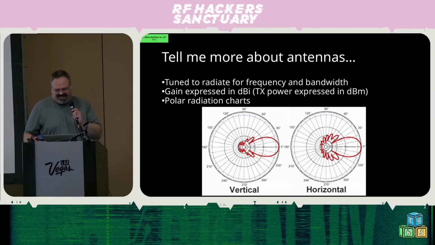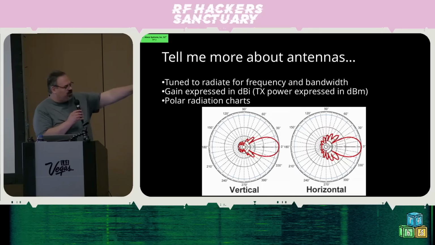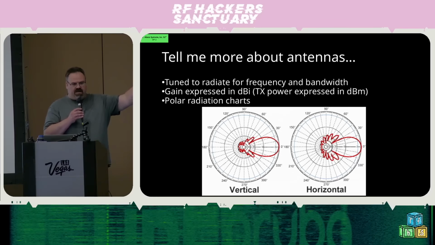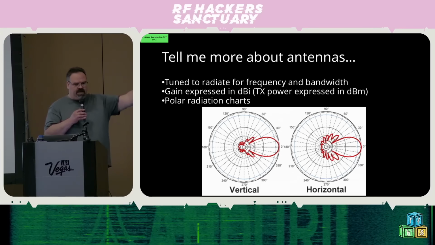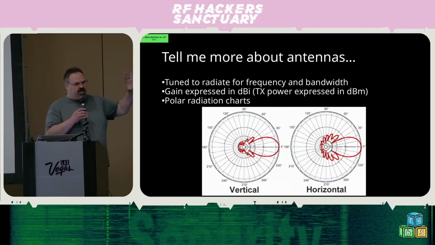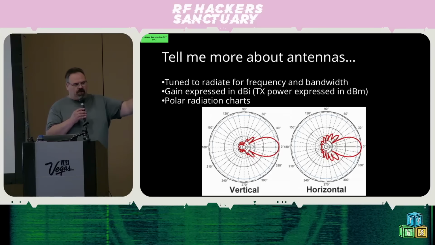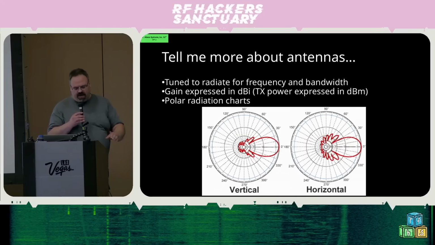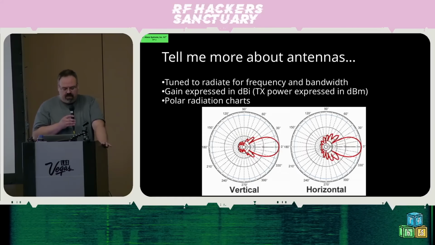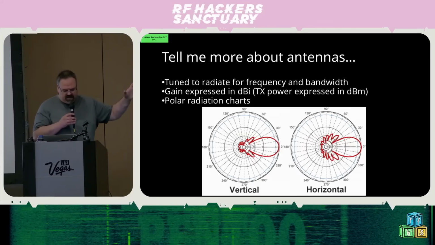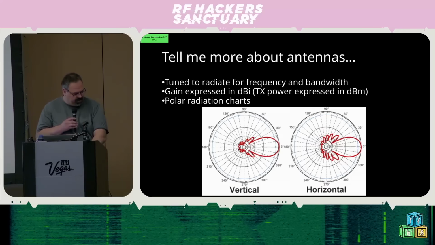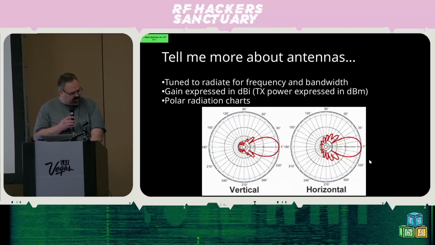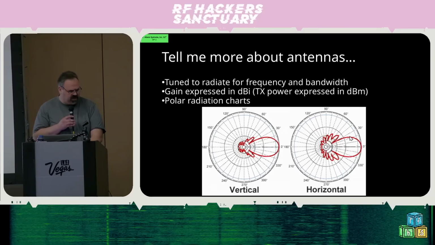All right, so the polar radiation chart shows the radiation pattern of the antenna in the E and H fields, or the vertical and horizontal components of this antenna's radiation. You can see it's got this big lobe, what we're talking about.